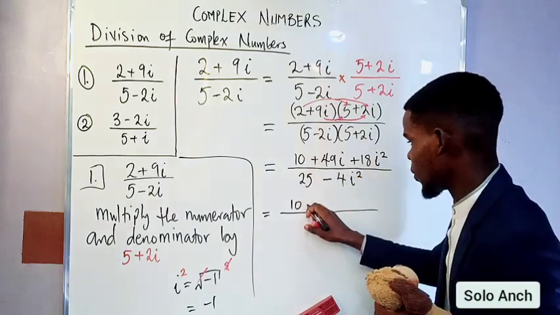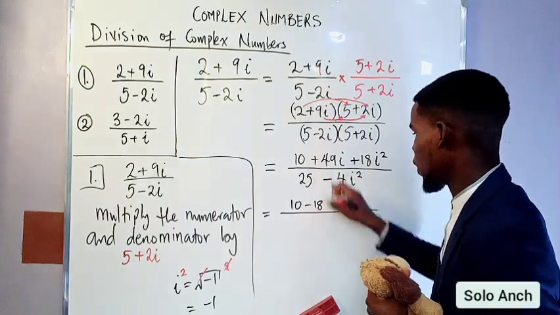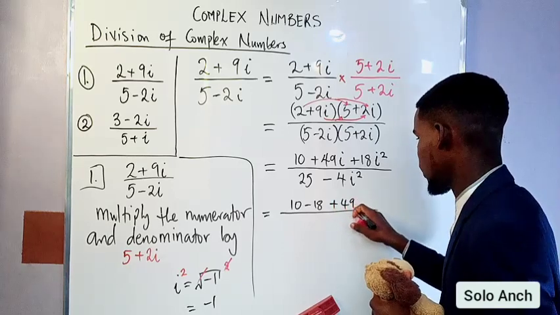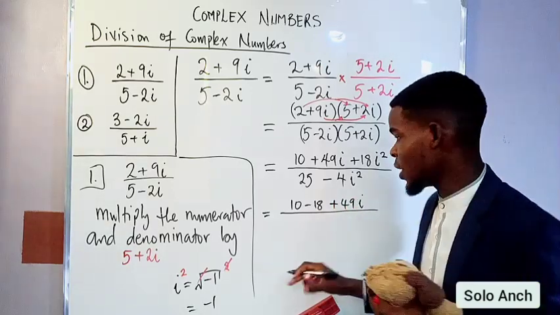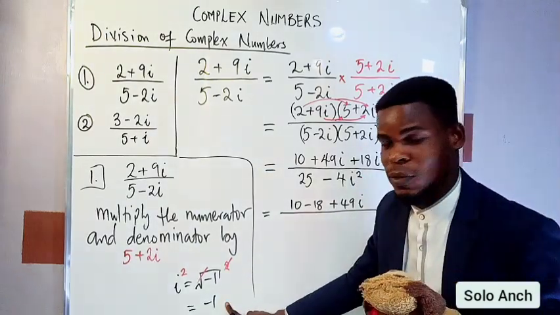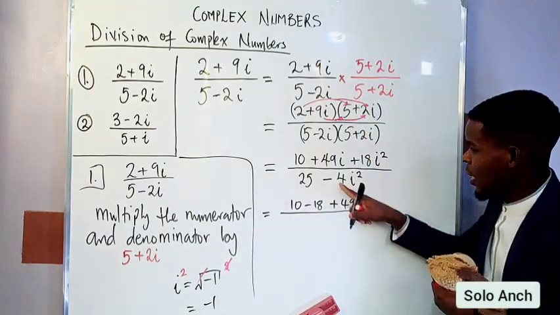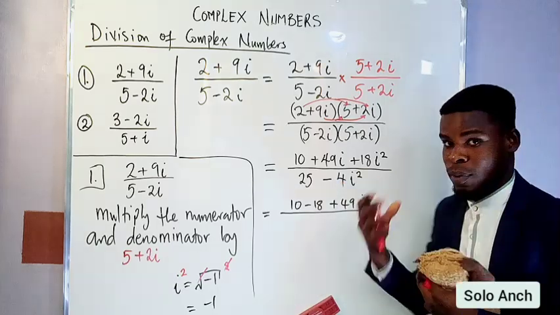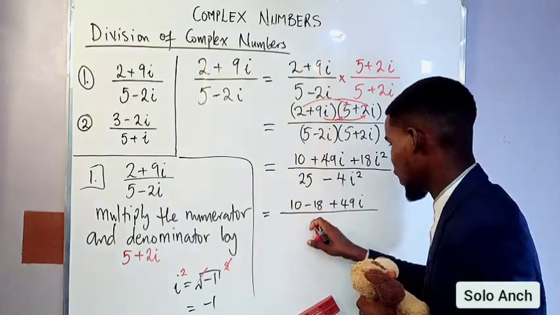So we collect like terms. 10 minus 18. We add 49i to that. All right? And then we divide it by 25 minus, well, keep in mind, i squared is, of course, negative 1. So this is going to be negative 4 times negative 1. That will be positive 4. 25 plus 4, that's 29.